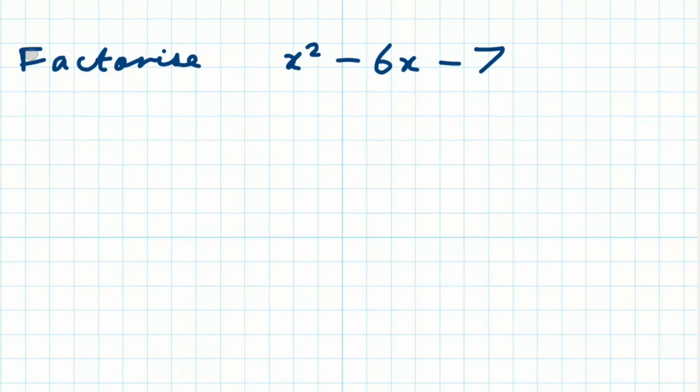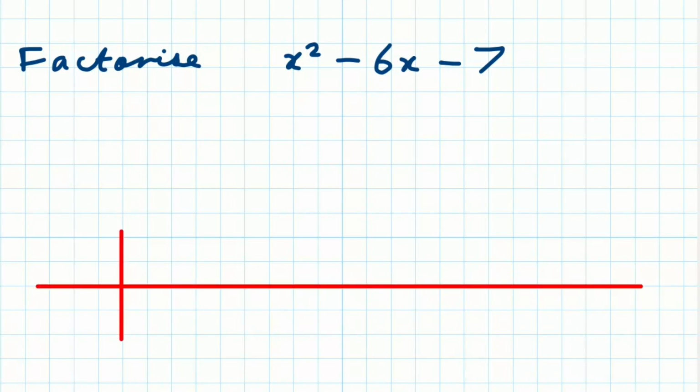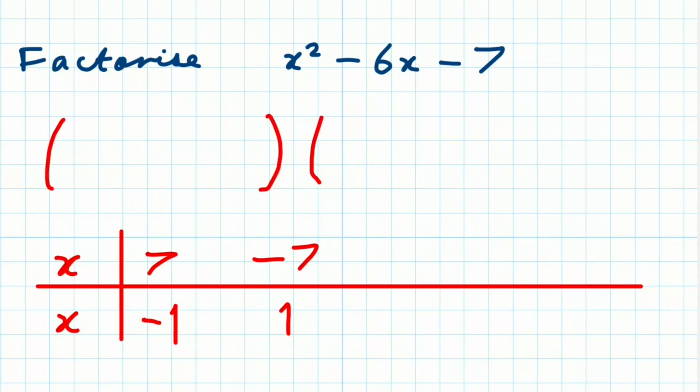So we have to factorize x squared minus 6x minus 7. Let's start by making up a table, and on the left side we need to write the terms that multiply to give x squared. The only possibility is x and x. Now there aren't so many possibilities this time. To get minus 7, it could be 7 times minus 1 or minus 7 times 1. Then we can put the two brackets and we can check both of these possibilities. So the beginning has to be x.